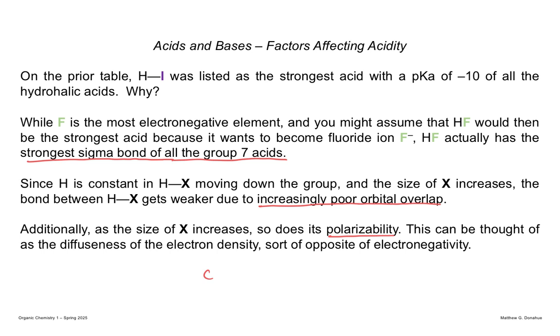So C, N, O, F, Cl, Br, I. So in red, I'll say that's the electronegativity trend. And then in blue, the trend runs opposite for polarizability.